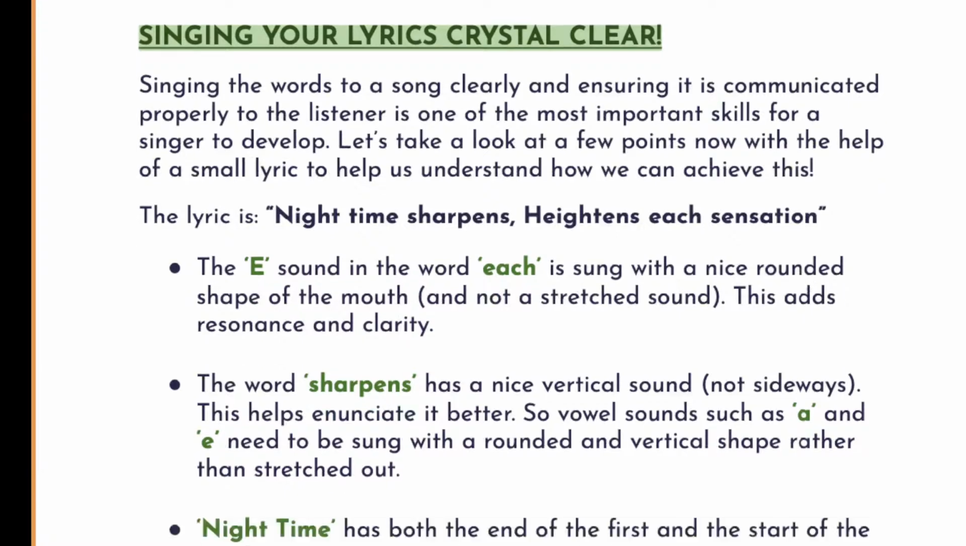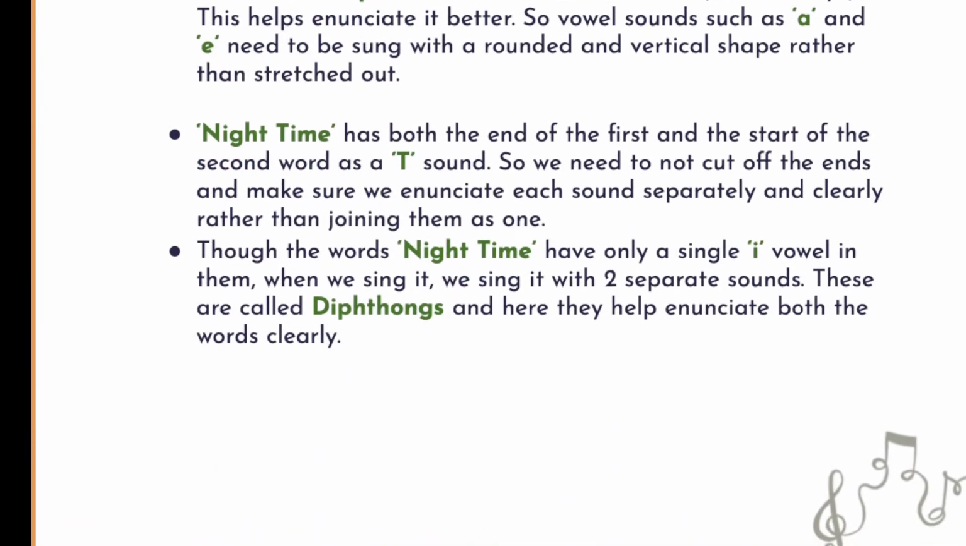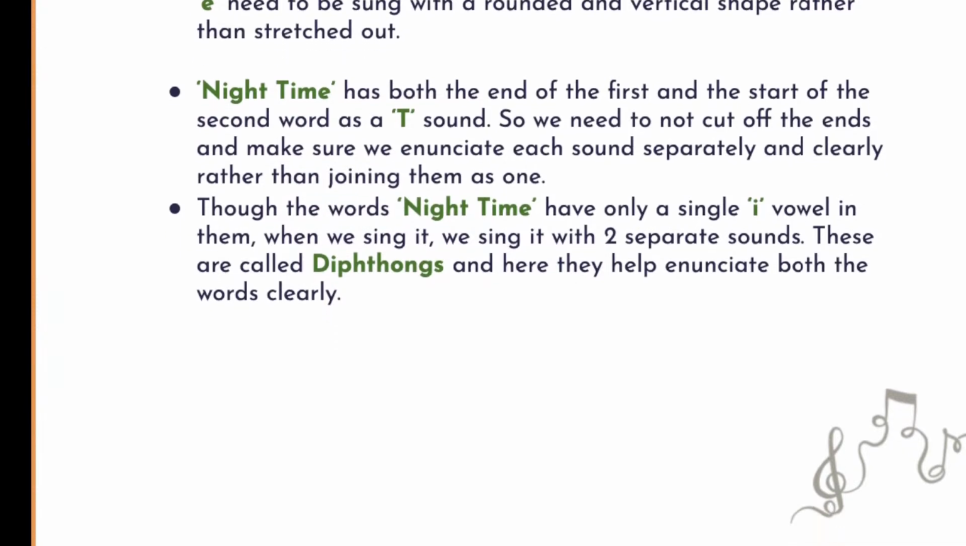This might look and sound funny, guys, but trust me, this is very, very important. Okay, so the next one is nighttime. It has both the end of the first and the start of the second word, that is the night and time, as a T sound, right? It's night and time. So we need to not cut off the ends and make sure we enunciate each sound separately and clearly rather than joining them as one. Of course, this is again a personal choice, but if you want as much clarity, you wouldn't say nighttime, nighttime. You would say night time, night time, night time.